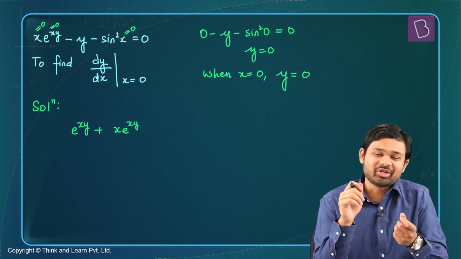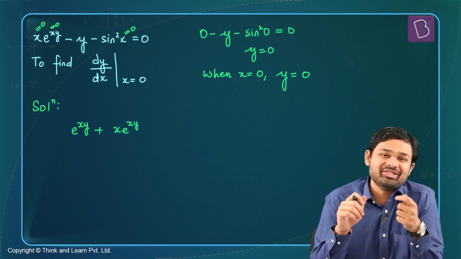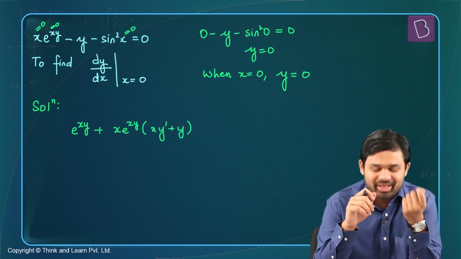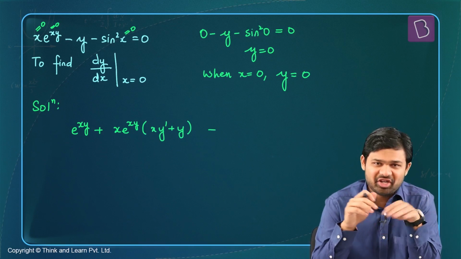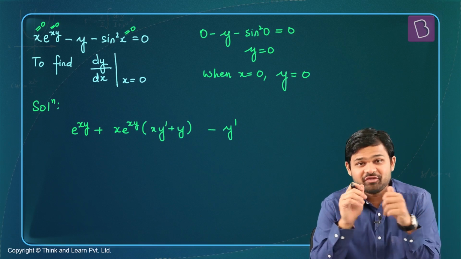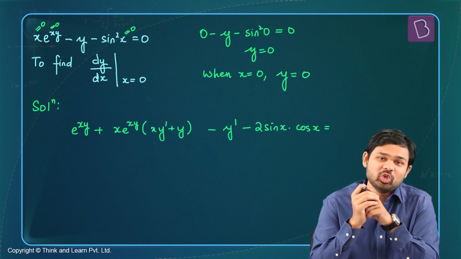What is the differential of xy? We use the product rule. So you see a product, inside that a chain rule, inside that a product, and so you get x into y dash plus y minus, well, the rest of the terms are not that complicated. The differential of y is y dash. The differential of sine square x is 2 sine x into cos x, and all this is equal to 0.